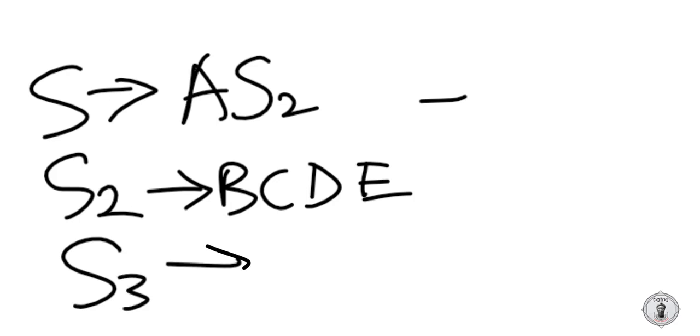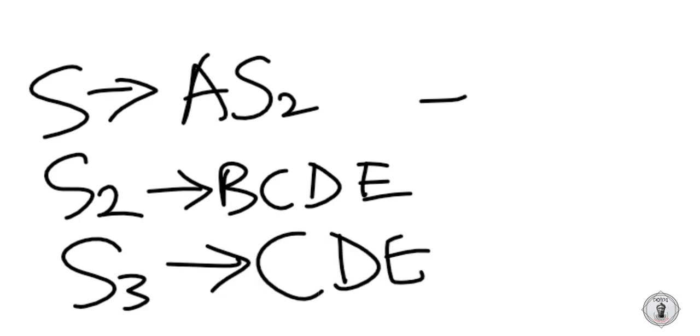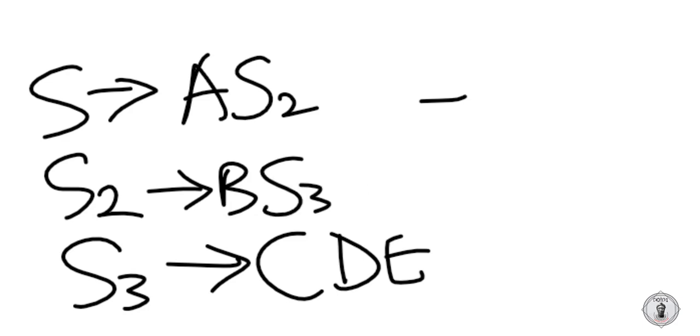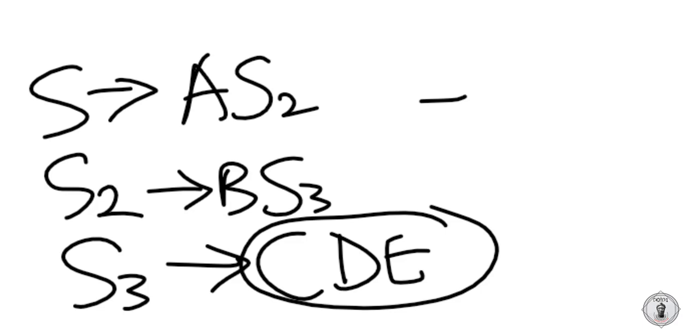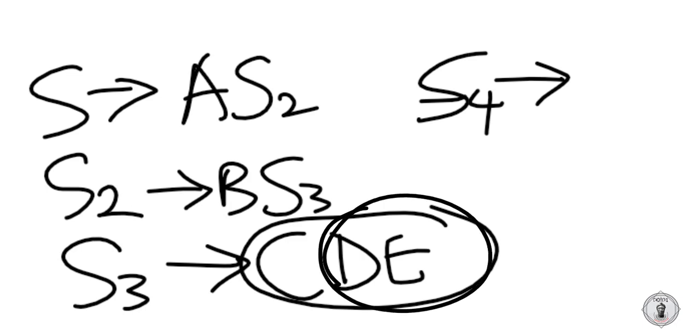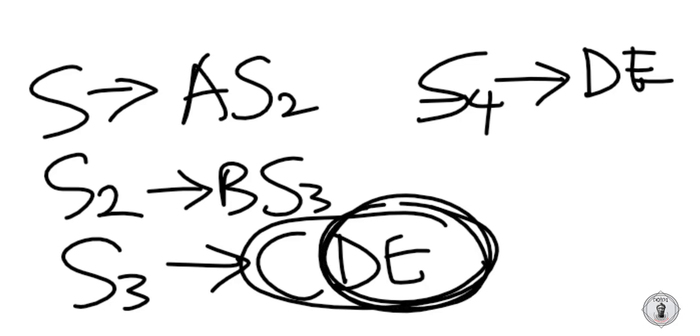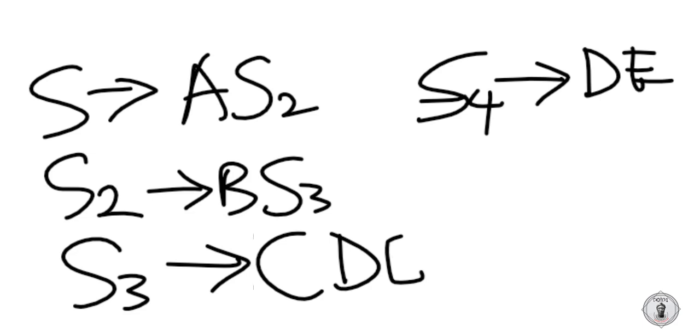S3 equals CDE, and then I can get rid of this and replace it with S3. But if you look at S3, you see that I still have 3 non-terminal variables, but I only want 2. So I'll repeat this process by introducing S4 and copying everything from this second character here, saying S4 equals DE and replacing this guy with S4. So let me do that now. So S4.